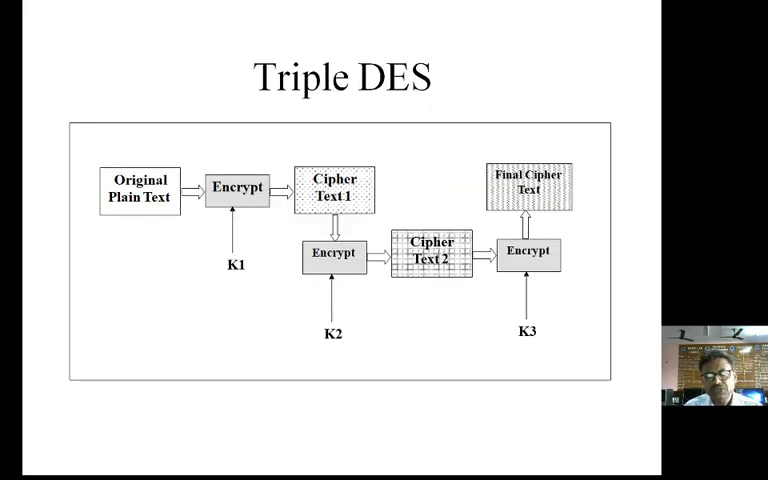Why not use 3 keys? Why not do the DES operation 3 times on the plain text by using a simple process? We take the original plain text, apply K1 to encrypt to get the ciphertext, apply the K2 key to again encrypt ciphertext 1 to get ciphertext 2, and again apply the K3 key on ciphertext 2 to encrypt it to get the final ciphertext. But it seems to be a very tedious job to use 3 keys for one operation.